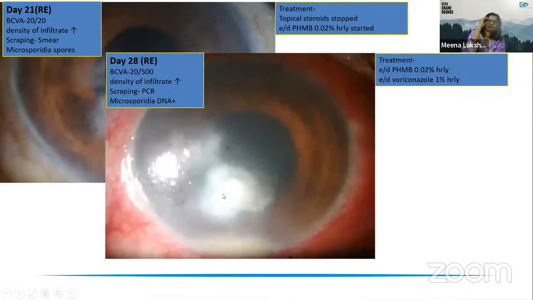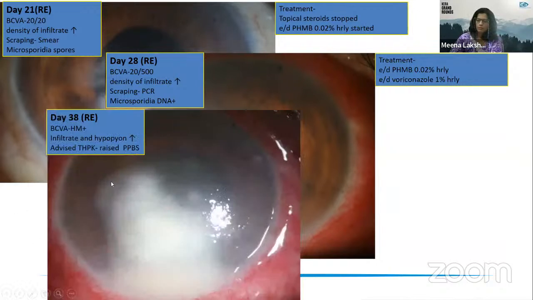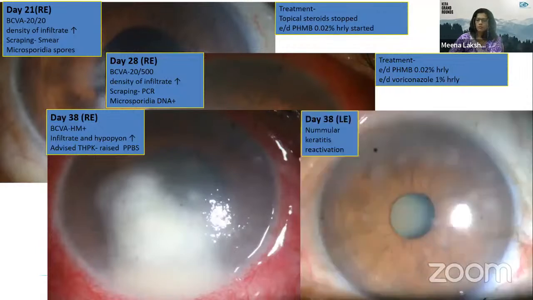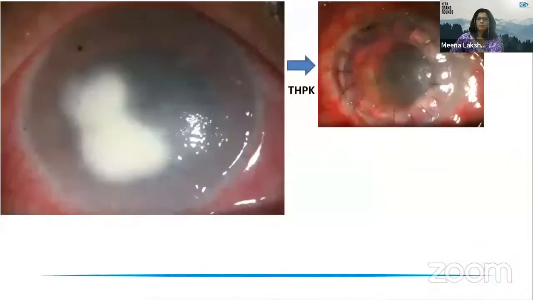At day 28, here you can see the infiltrate has increased in size with hypopyon. Maybe this might be because of stopping the topical steroid. And at this point of time, voriconazole 1% hourly was added. This is the day 38 picture where the infiltrate remarkably increased with increase in hypopyon. At this point of time, he was advised a therapeutic PK, but because of raised sugar, it was deferred. At the same point of time, there was reactivation of nummular keratitis in his contralateral eye as well.